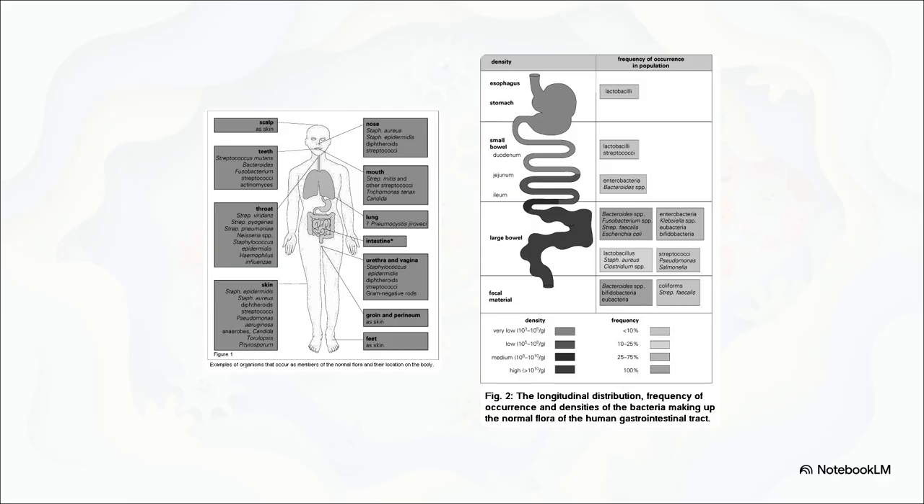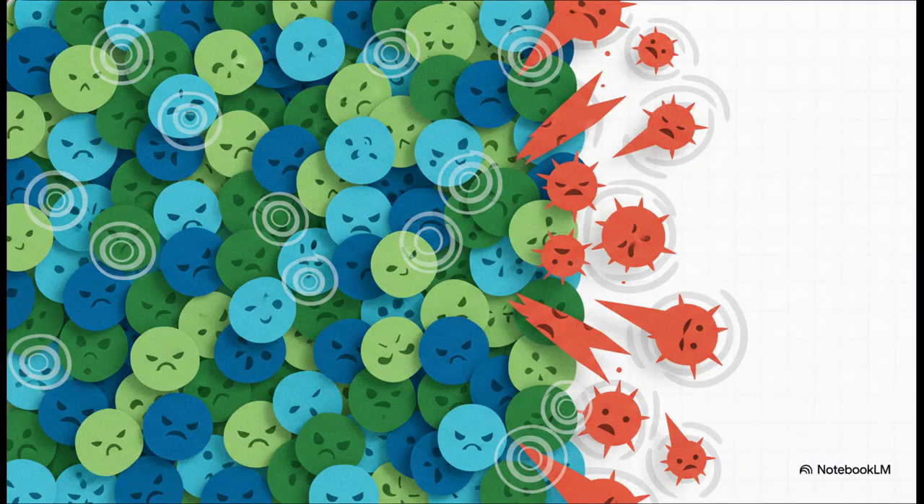The skin is dominated by bugs like Staphylococcus epidermidis, but as you move down into the gastrointestinal tract, the numbers just explode. Down in the large bowel, bacterial density reaches a staggering 10^11 per gram of tissue. The vast majority of those are anaerobes like Bacteroides. We didn't just passively tolerate these bugs over millions of years, we evolved with them. This host-microbe evolution has created strict mutual metabolic dependencies.